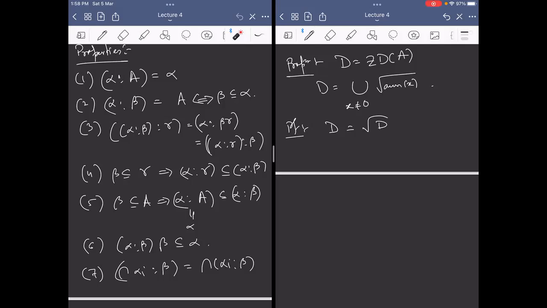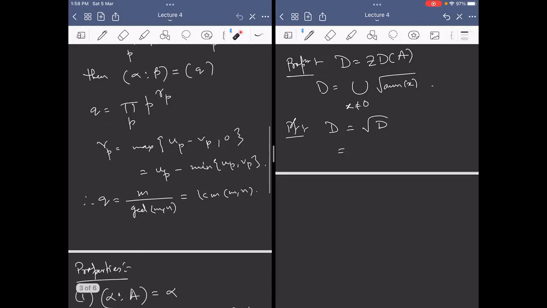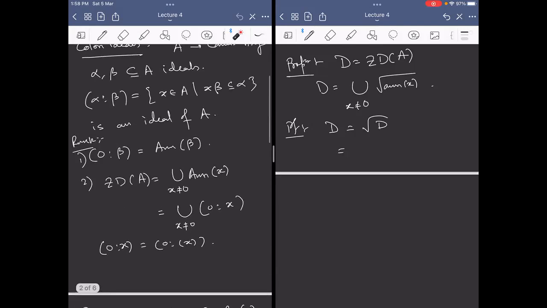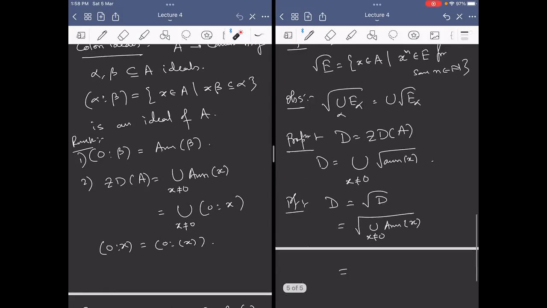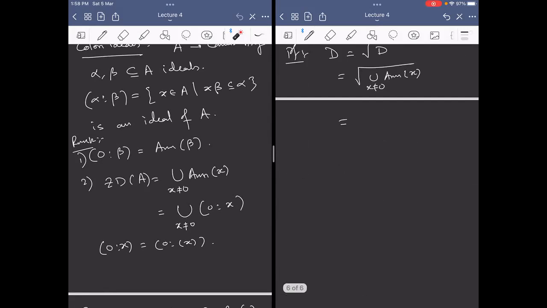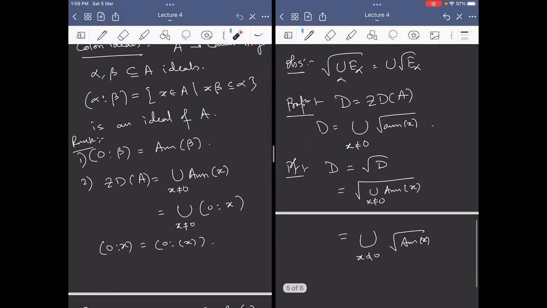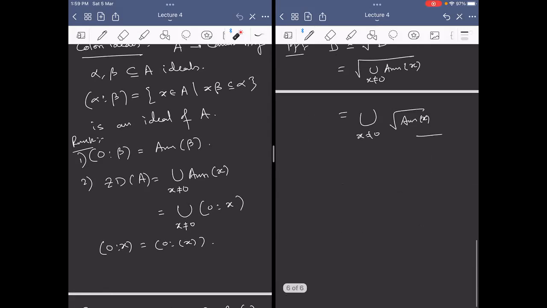Now what was D? D was the union of the annihilators of x. So D is the radical of the union of annihilators of x, where x runs over non-zero elements. We have seen the property of radical over unions, so you can take this union out. It becomes the union of the radicals of the annihilators of x, and that is what we wanted. And thus our proof is done.